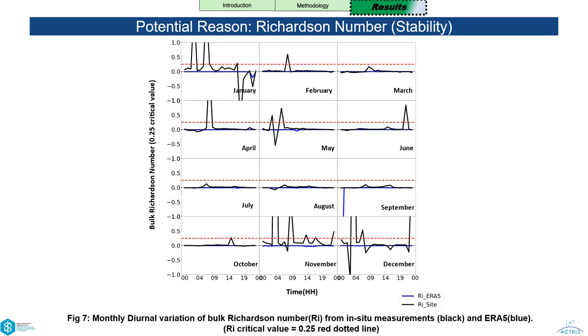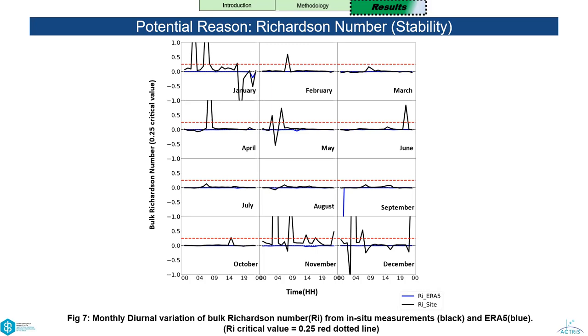So we took the data from the tower, from the several levels, and calculated the Richardson number from our side. In black is the Richardson number from our side, and in blue is the Richardson number from the ERA file. So here you see that our values agree very well with each other, because during the winters, this boundary layer is almost 150 meters or 200 meters down during the night, because we don't have enough heat fluxes during the winters.